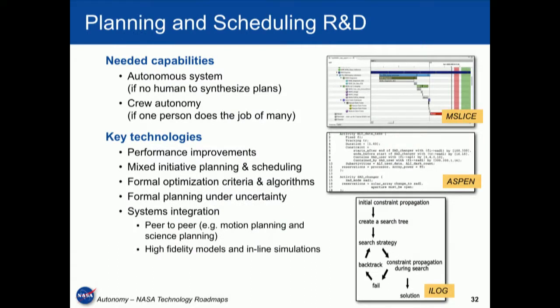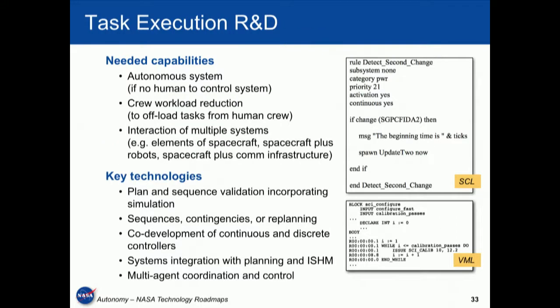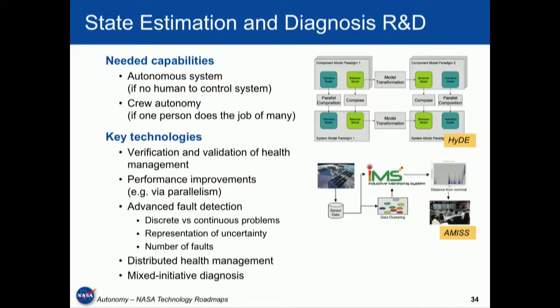There's a lot of research and development in all the technologies I talked about, certainly in terms of planning and scheduling, trying to look at performance improvements. The same thing is true in terms of task execution, trying to look at how we can make these executives more robust and be able to incorporate real-time simulation and deal with contingencies better. In terms of state estimation, a tremendous amount of work is being done right now in trying to figure out how to better do verification and validation of health systems, and do more advanced fault detection that may involve high-fidelity physics-based modeling that operates in real time.